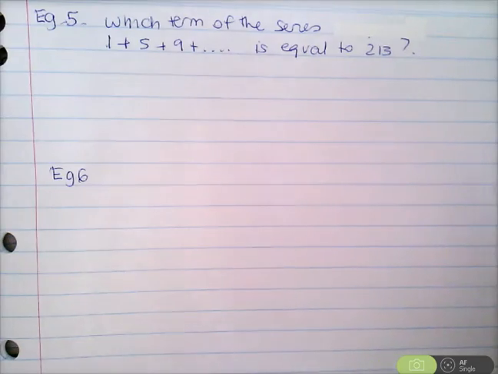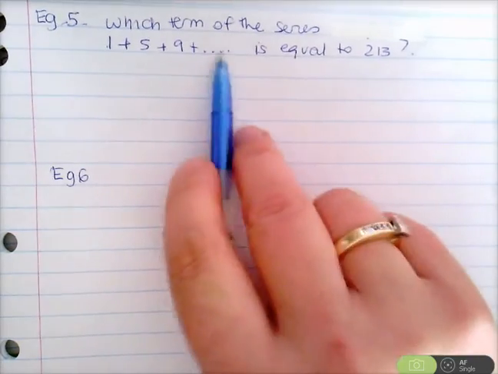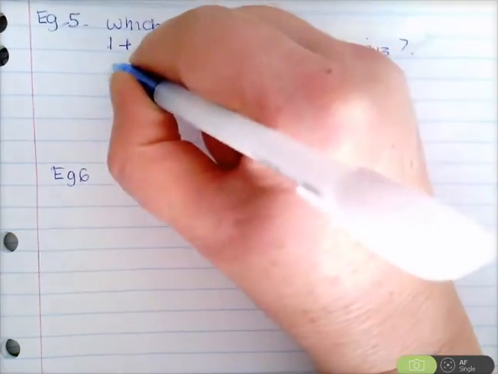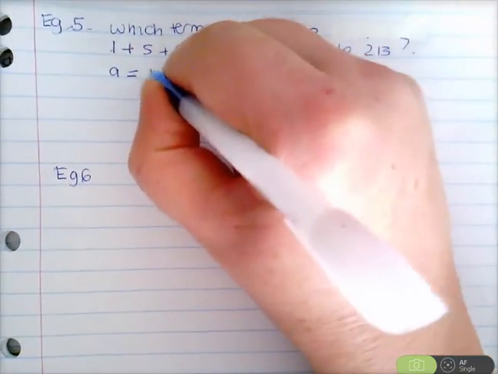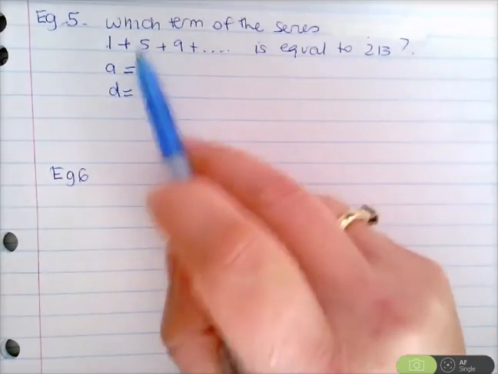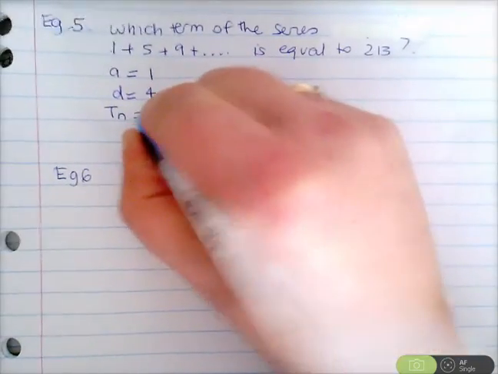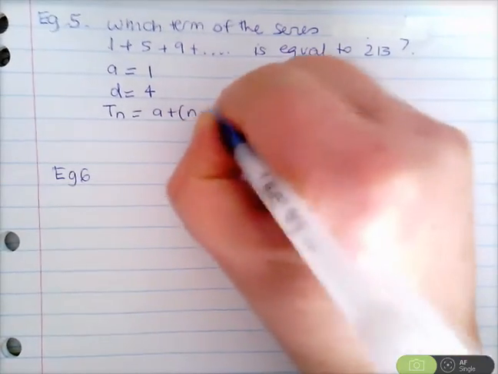Example, which term of the series 1 plus 5 plus 9 and so on, continues, is equal to 213. Again, we can see that the first term a is 1. We can see the common difference. We can just see it, that it's 4, but you could do 5 minus 1 is 4, or 9 minus 5 is 4. So therefore, the general term tn equals a plus n minus 1d.